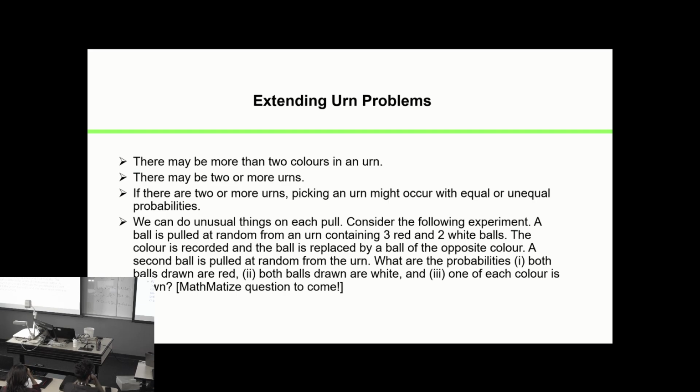So what does it mean by the opposite color? If I pull a red, I replace it by a white. If I get a white, I replace it by a red. A second ball is pulled at random from the urn. What are the probabilities? Both balls drawn are red, both balls drawn are white, and one of each color is drawn.